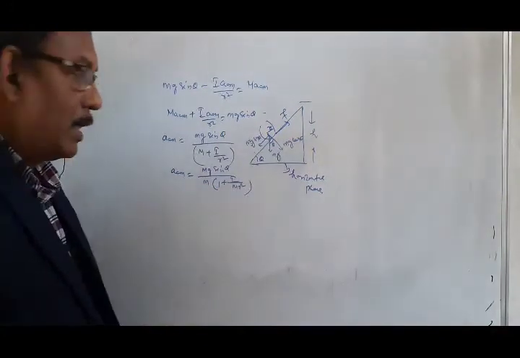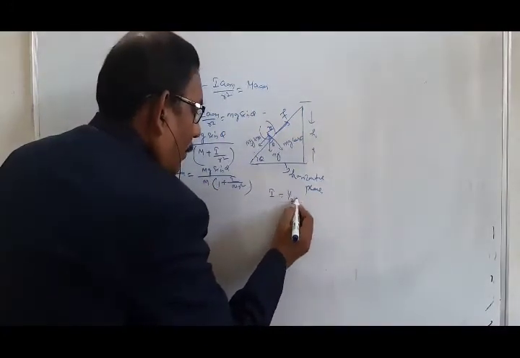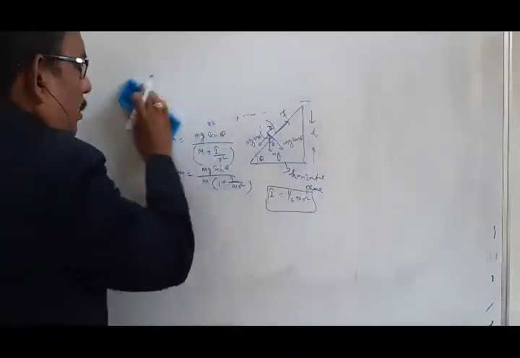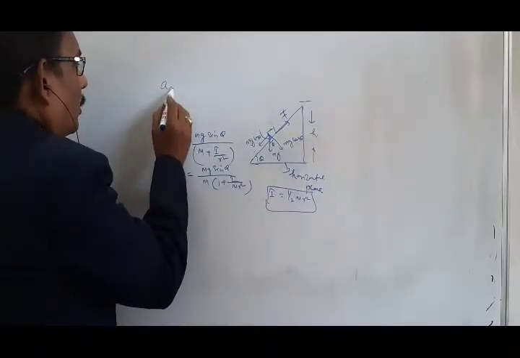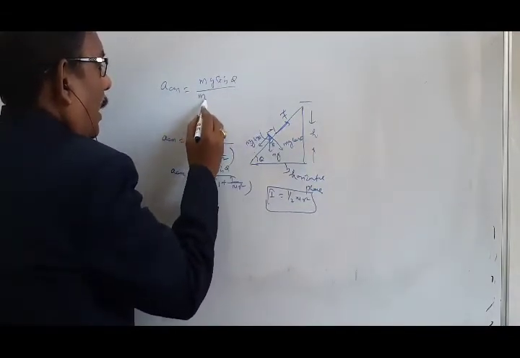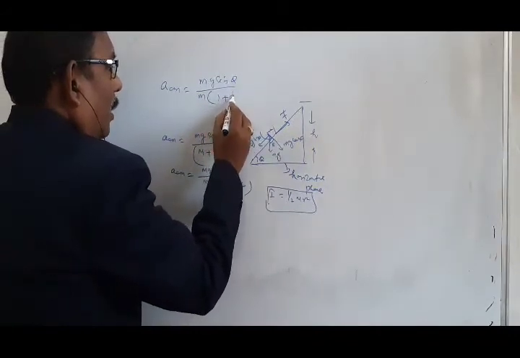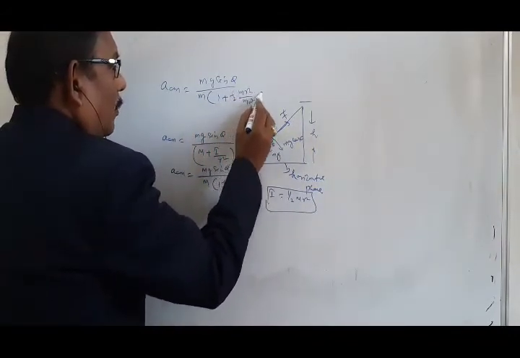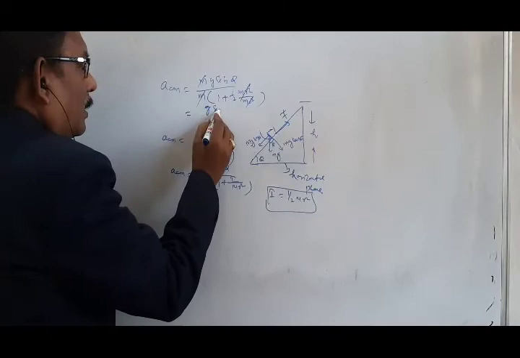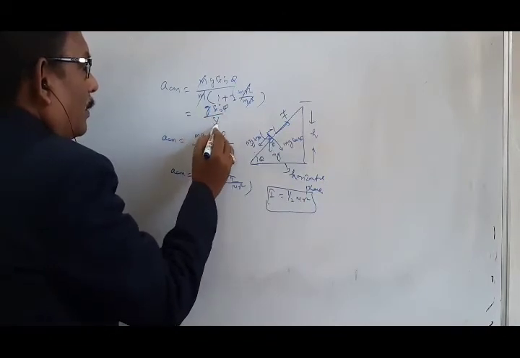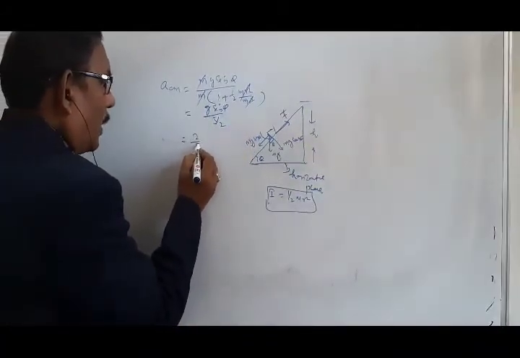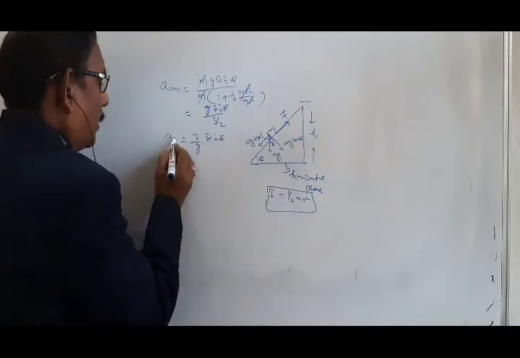The moment of inertia of the solid cylinder is I = ½mR². Note it. So now the equation of acceleration becomes a_cm = mg sin θ/(m(1 + ½mR²/mR²)), which becomes g sin θ/(3/2). The equation is now a_cm = (2/3) g sin θ. This is the equation of acceleration.